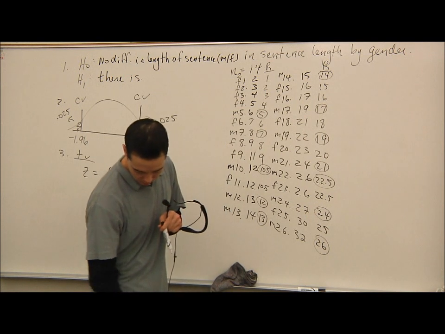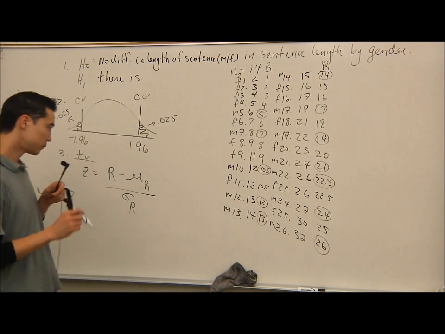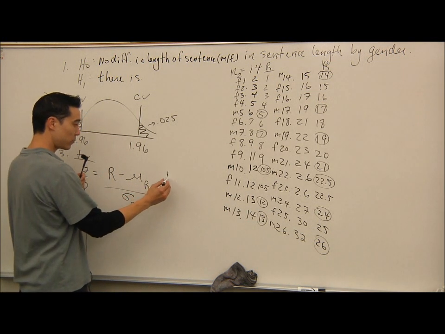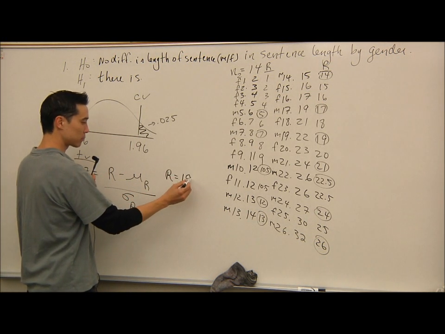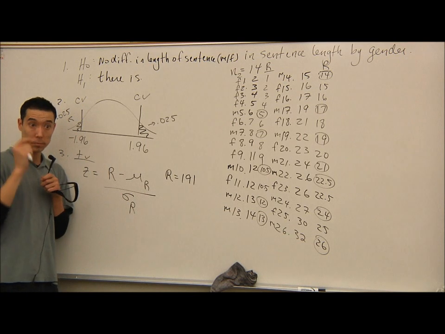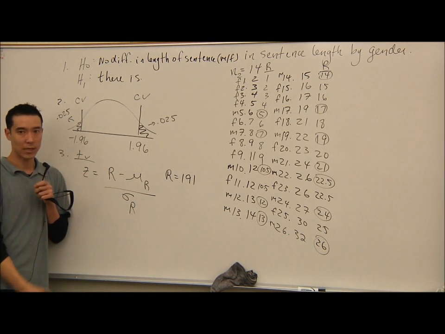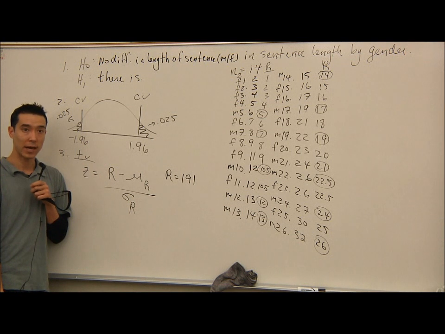What do we get for R? 191 is what I got. Did everybody get 191? Okay, and again, that's just adding up those circles there. Adding up the ranks of the smaller sample size, which in this case was males.